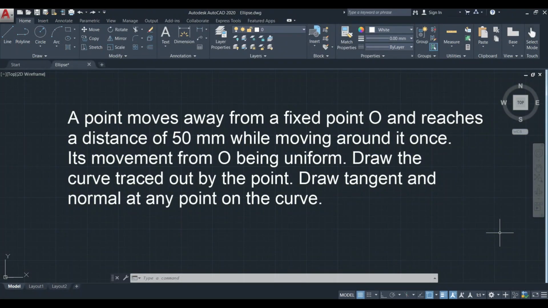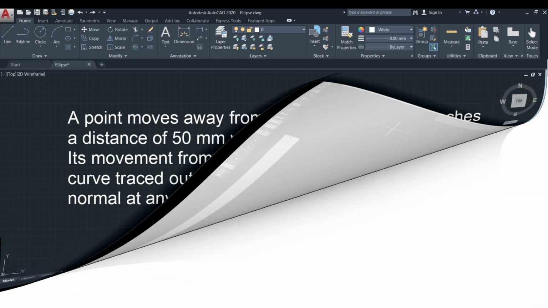Here we have a question, that is, a point moves away from a fixed point O and reaches a distance of 50 mm while moving around it once. Its movement from O being uniform, draw the curve traced out by the point, and also draw tangent and normal at any point on the curve.